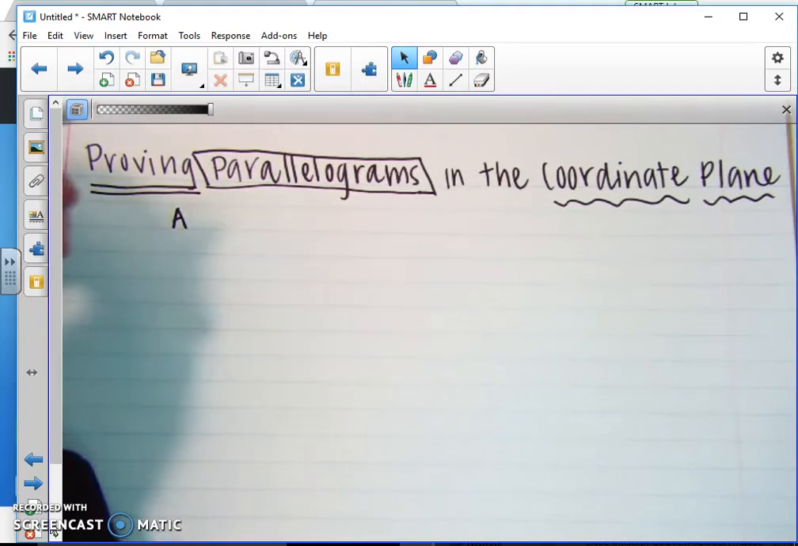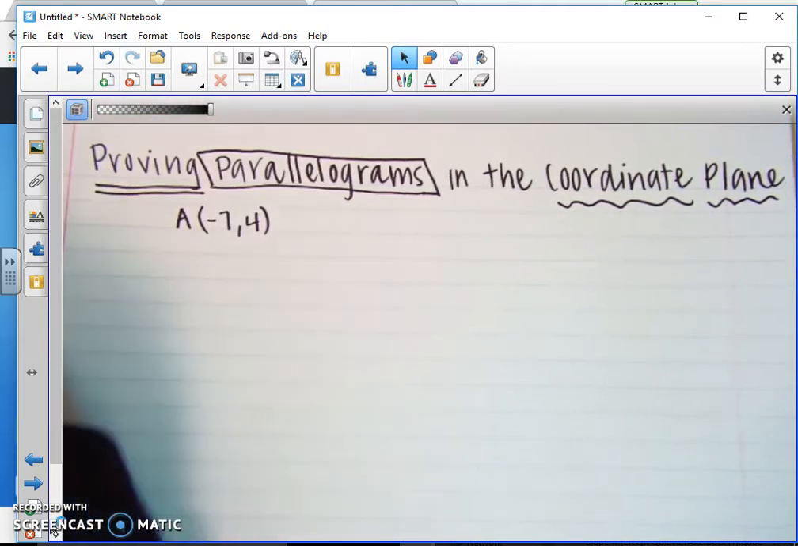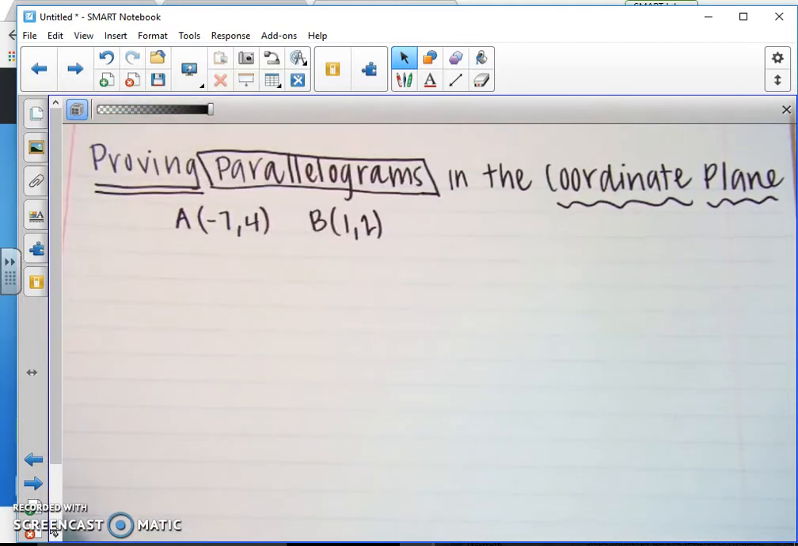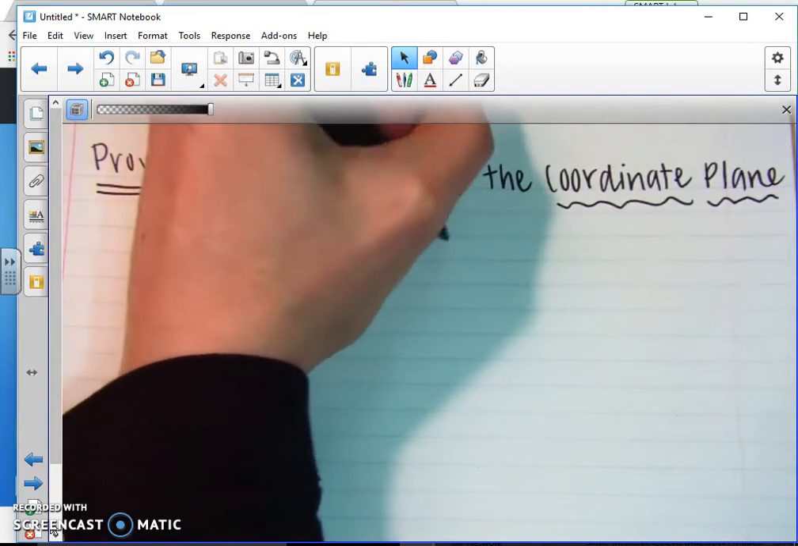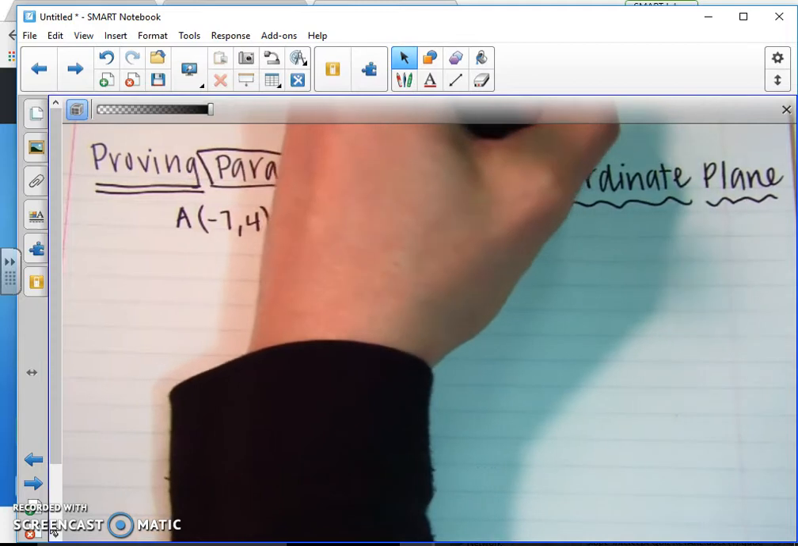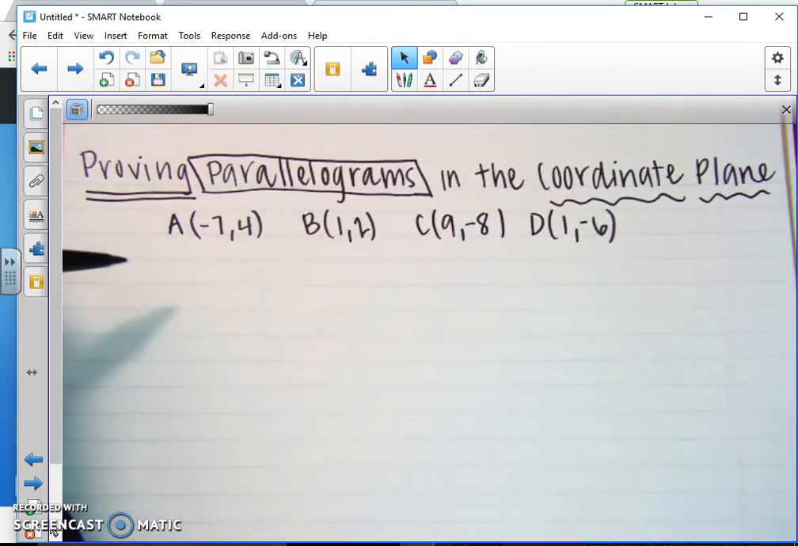Let's say they give us that A is -7, 4, and B is 1, 2. C is 9, -8, and D is 1, -6. And the question might be, is this figure ABCD a parallelogram? Prove it by using the coordinate plane.